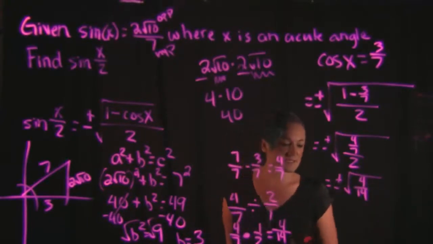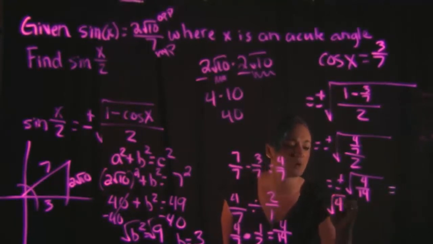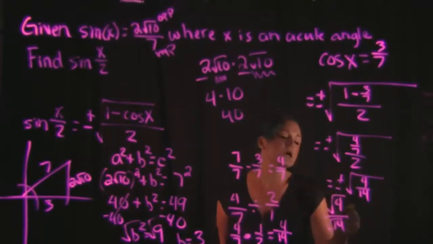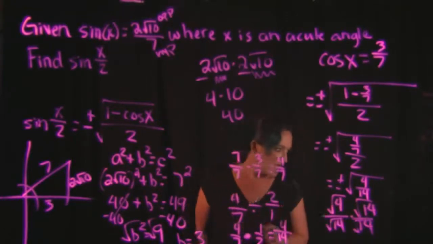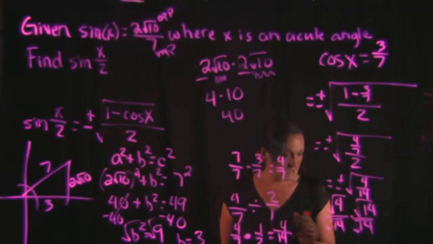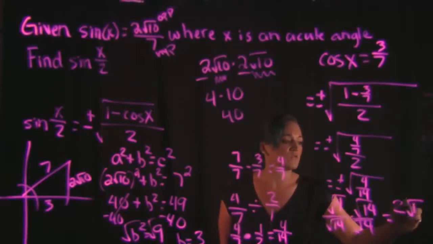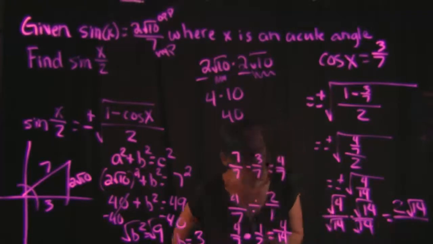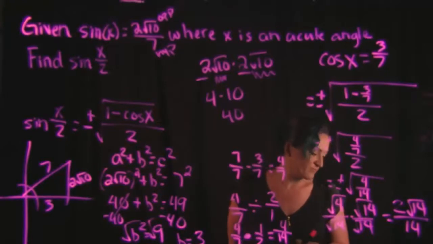So we just need to do a little bit of simplifying here. Remember that the square root of 4 over 14 is the same thing as the square root of 4 over the square root of 14. That's what that means. So all we need to do is rationalize the denominator by multiplying numerator and denominator by the square root of 14. So in the numerator, the square root of 4 is 2 times the square root of 14, we're just going to bring down, over square root of 14 times 14 is just a 14.